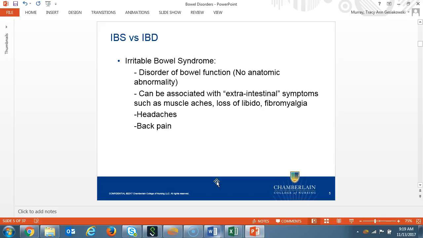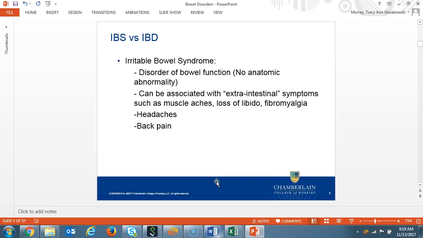Okay, so let's now take a closer look at inflammatory bowel disease and irritable bowel syndrome. IBS, or irritable bowel syndrome, is a disorder of bowel function as opposed to being due to an anatomic abnormality. Patients who suffer from irritable bowel syndrome have changes in their bowel habits, such as constipation or diarrhea, and abdominal pain, along with other symptoms including abdominal bloating and rectal urgency with diarrhea.